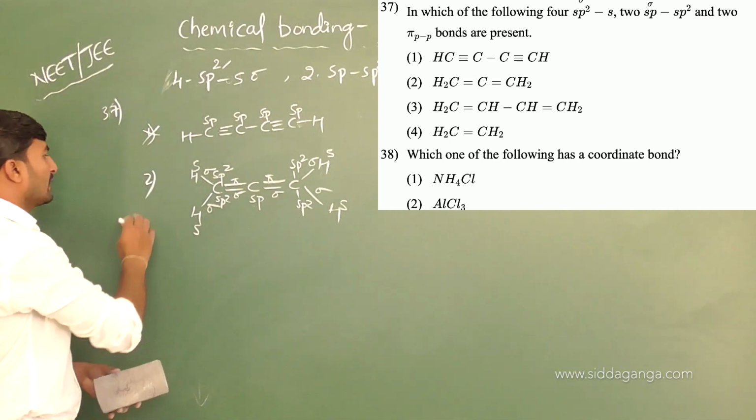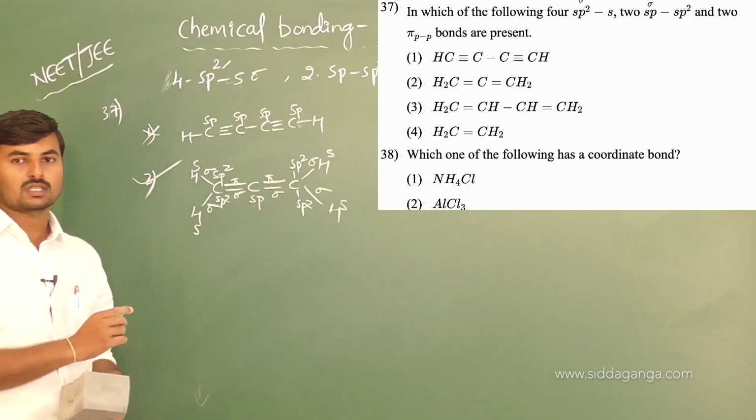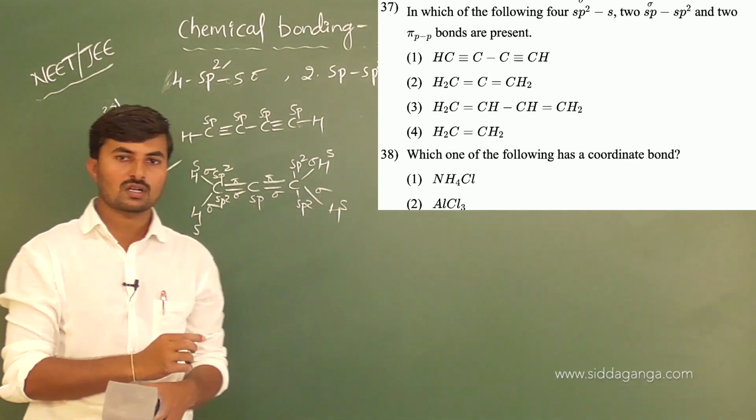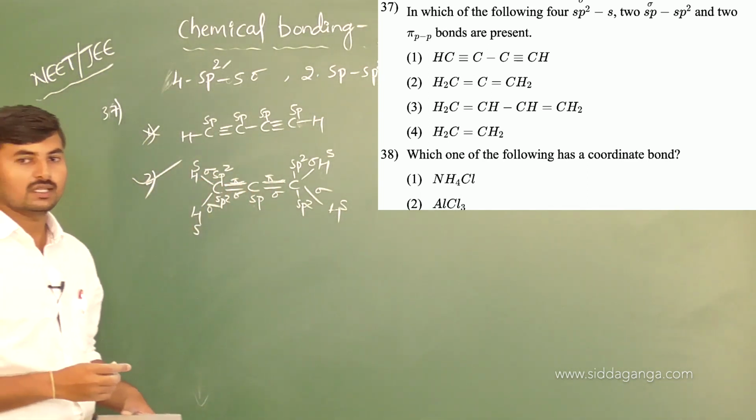Which is the correct option then? Option 2 will be the correct option here. Okay, which consists of 4 sp2 sigma bonds followed by 2 sp2 sigma bonds and followed by 2 pi bonds. Okay, option 2 will be the right option.